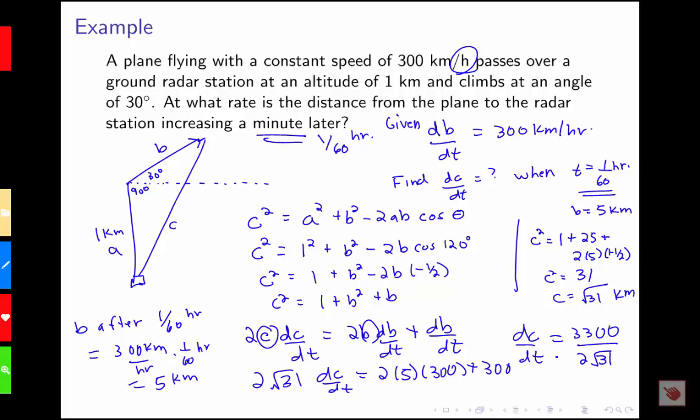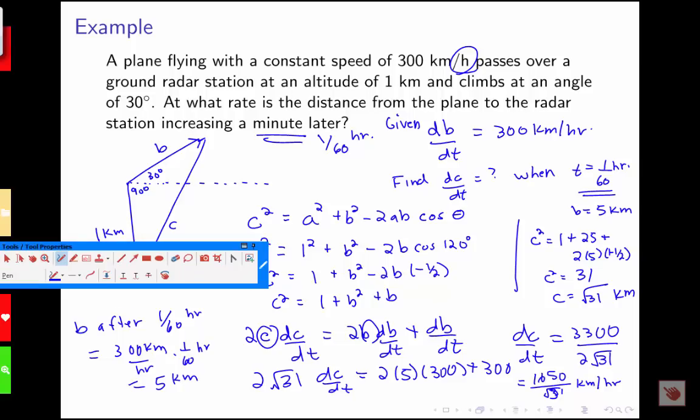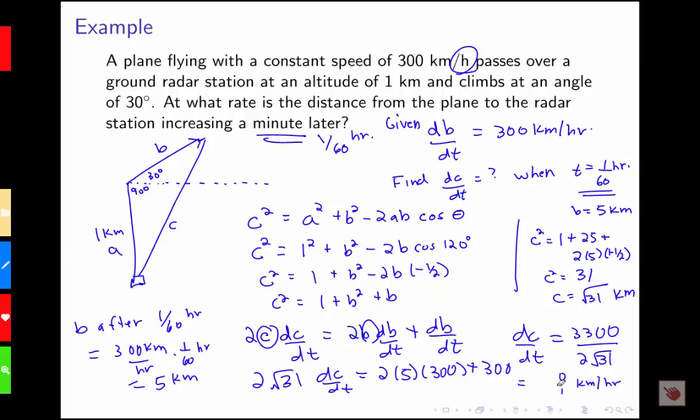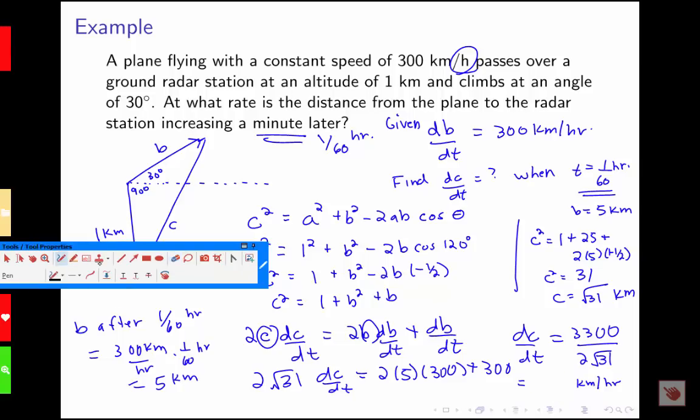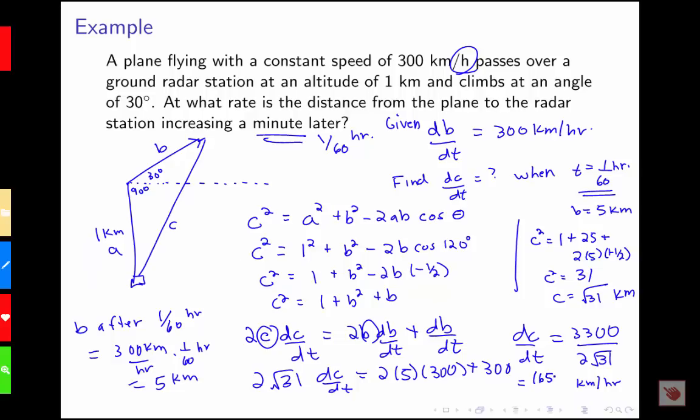So we can simplify that a little bit. So we can have 1650 over the square root of 31 kilometers per hour is the rate at which our distance from the plane to the radar station is increasing a minute later. Let me just clean this up. It's a little bit hard to read. So we have 1650 over the square root of 31 kilometers per hour is our final answer.